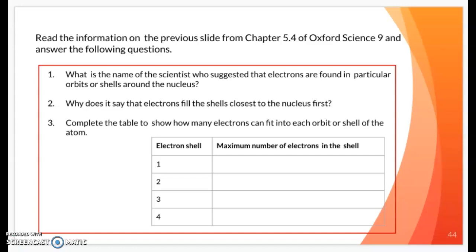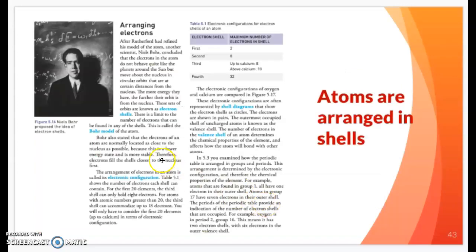Sorry, if you are not sure where I'm getting the answers from, it's all from this article in this paragraph here. So it says the electrons are normally located as close to the nucleus as possible because it's a lower energy state and is more stable, and the electrons fill them close to the nucleus outwards. Okay, and you'll later on learn why this happens, but it's about the stability. And it's nice and close. And remember, the protons are positive, the electrons are negative, and there is that attraction.